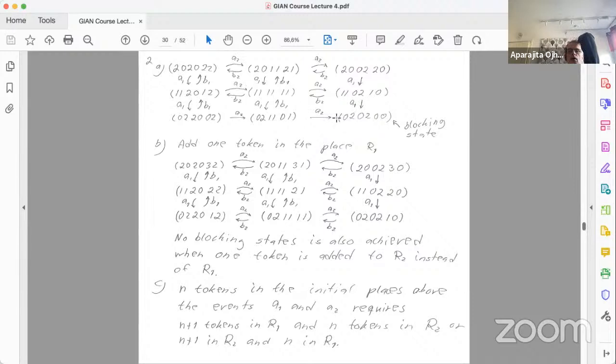And actually, in the last state here, there is a blocking state, while no other state is a blocking state. And the blocking becomes true when there are no resources available. Then you have the blocking situation.